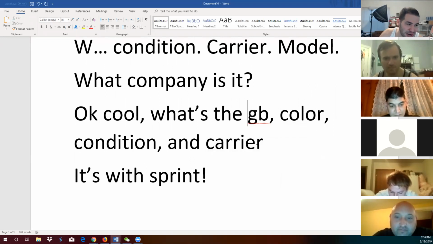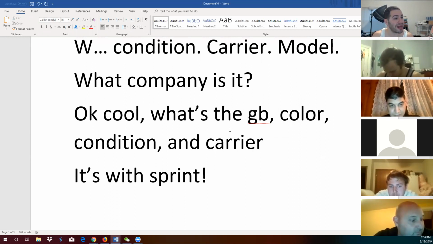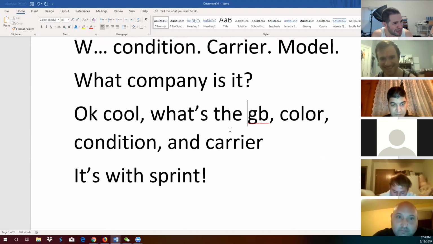Now, I'm over-exaggerating this to make the point, but if you ask more than one idea per message, if you're like, all right, awesome, what's the carrier and what's the condition, sometimes they'll only answer one thing because their attention span is so short and they're on Messenger and they're not committed. So one idea per message.